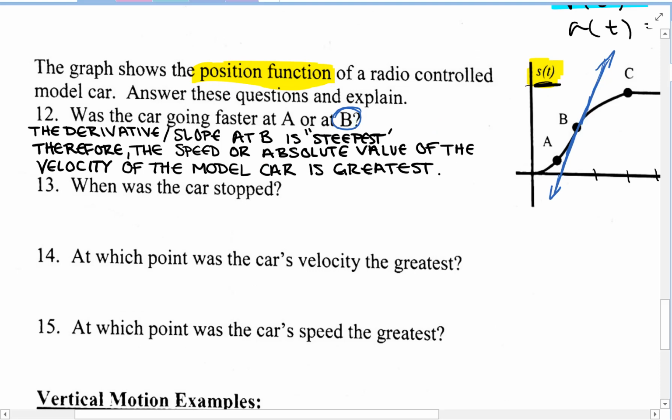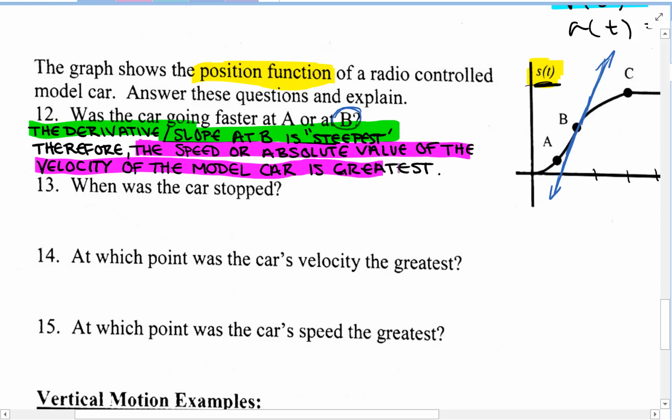Well, we chose B, and then I described why, saying the derivative or slope at B is steepest. So I described in context of the graph, and then I described it, the speed or absolute value of the velocity of the model car is greatest. Then I described it in context of the problem.